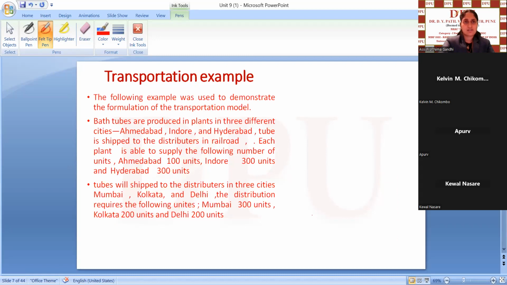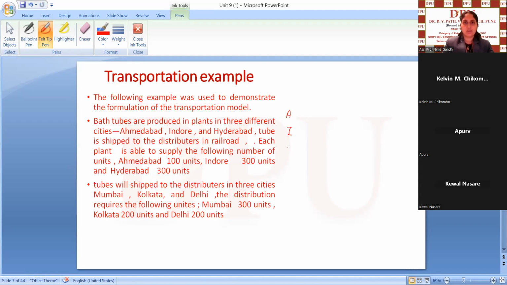So let's come up with the example. The following example is used to demonstrate the formulation of the transportation model. Here some information has been given, and we can use this information and formulate the actual transportation problem. Bathtubs are produced in plants in three different cities: Ahmedabad, Indore, and Hyderabad. So now you have the three cities where they are producing the bathtubs.